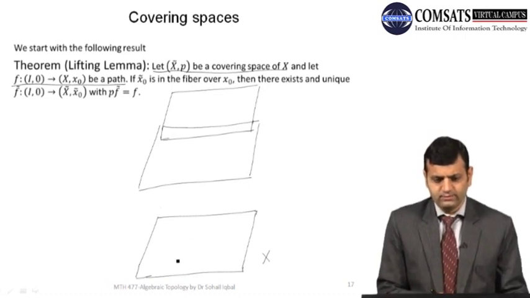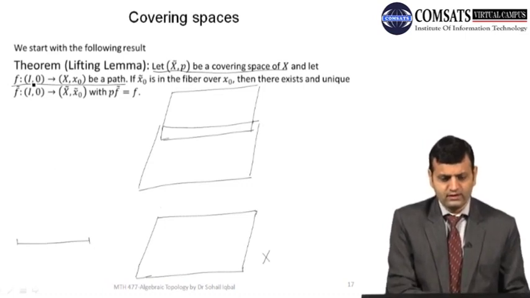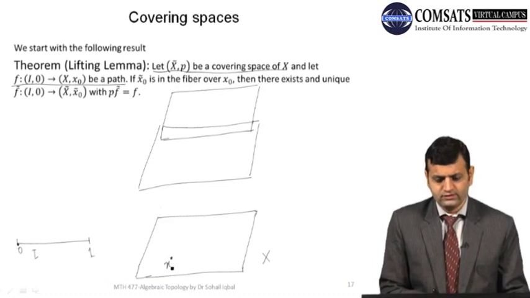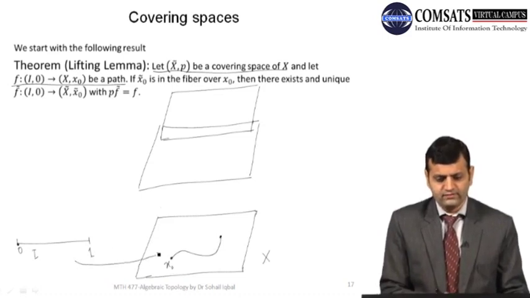So if there exists a path, we are saying that this 0 goes to x naught. Okay, so we have a function from I, this closed interval, and the initial point of this is going to be x naught. So this is x naught, and there is a path inside the space. This is our function f.